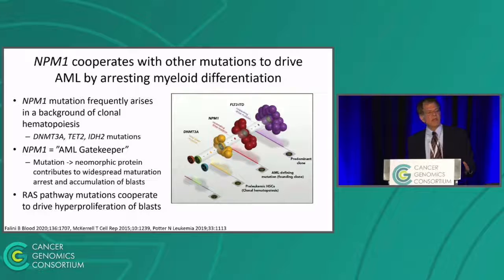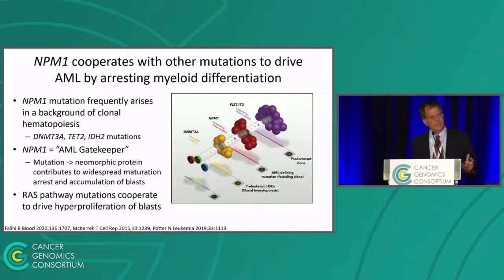We also know that NPM1 doesn't occur alone, but it actually cooperates with other mutations to arrest myeloid differentiation. It frequently arises in a background of clonal hematopoiesis, frequently with DNMT3A, TET2, and IDH mutations that affect DNA methylation and chromatin modification. And Dr. Fellini, who's written a lot about this type of AML, refers to it as the AML gatekeeper.